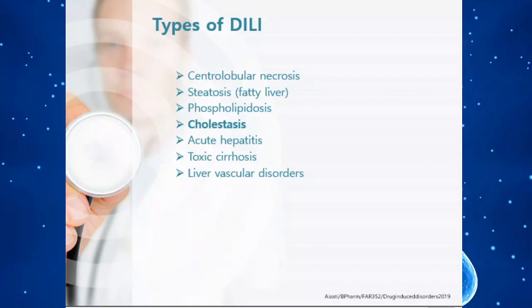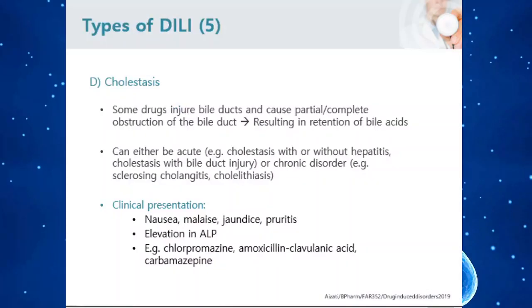So the next type is cholestasis. As I mentioned before, it occurs when there is an obstruction to the bile duct, and some medication might injure the bile duct and cause this obstruction. So it results in the retention of bile acid. It can be acute or chronic, in which acute it can present with hepatitis or with bile duct injury.